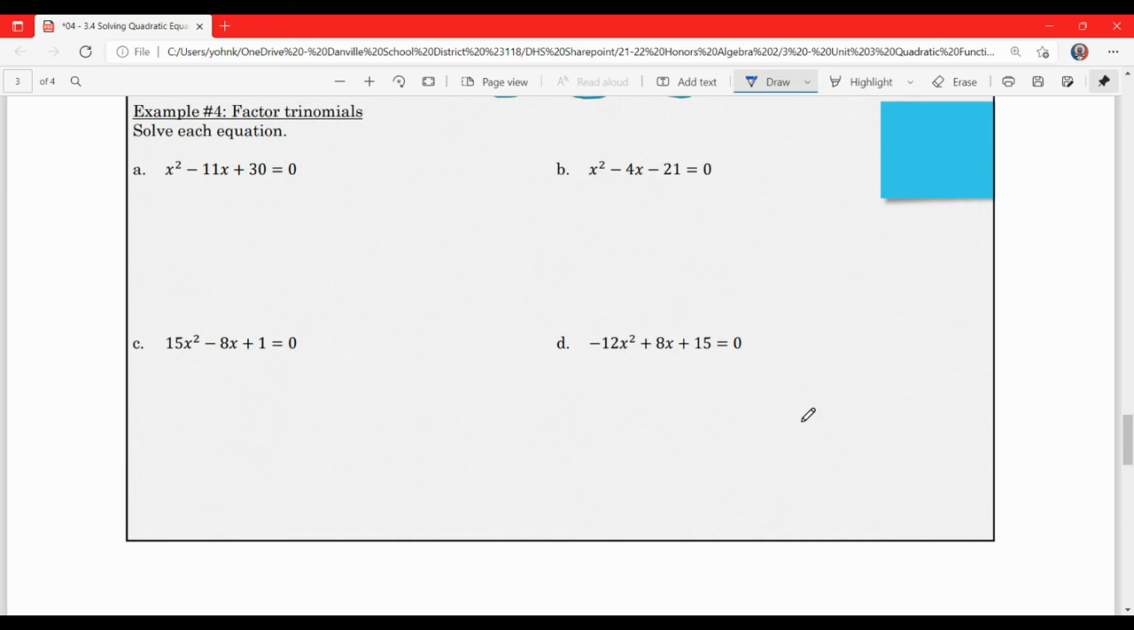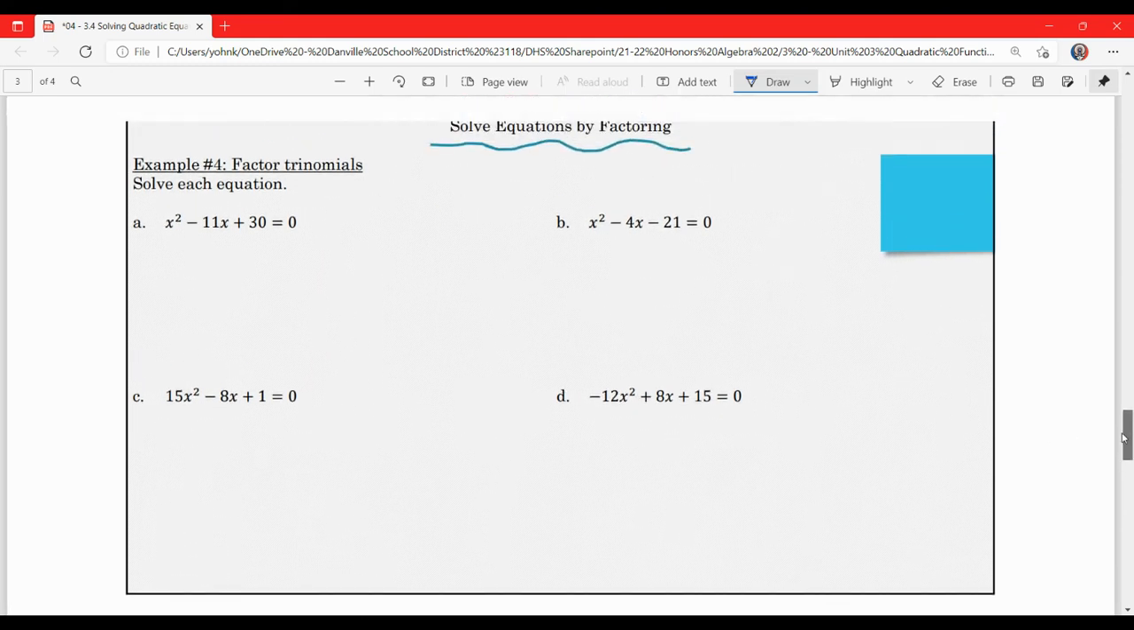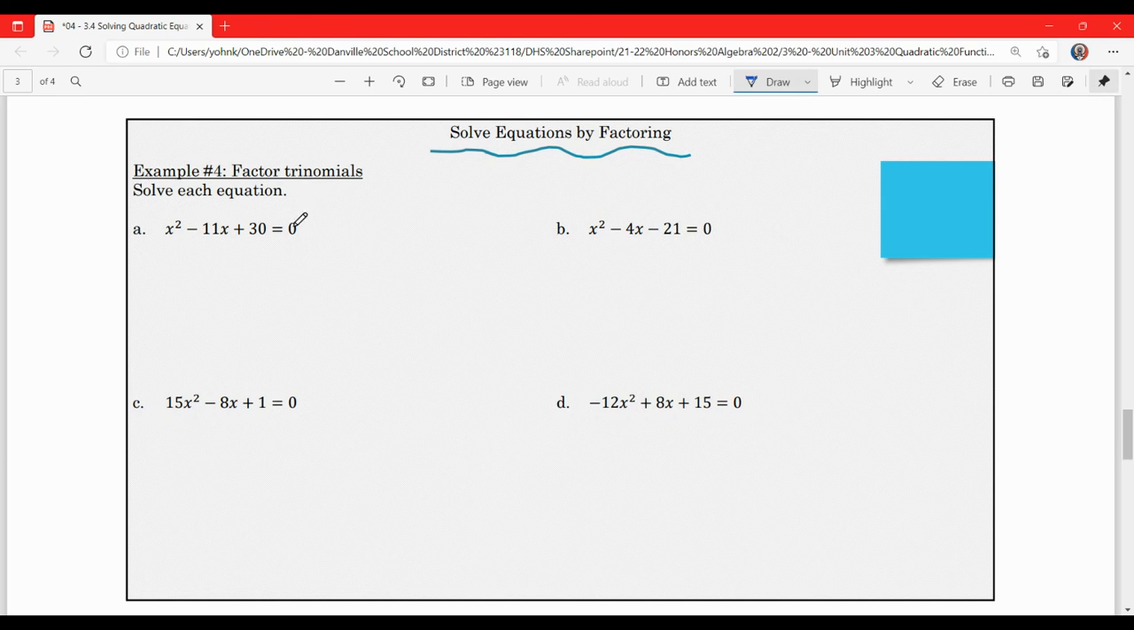Okay, here's some more factor by solving. You get better at them the more you do. So factoring. Letter A, x squared minus 11x plus 30. If you see three things, no GCF, go right to your two parentheses. Always be looking for that GCF.